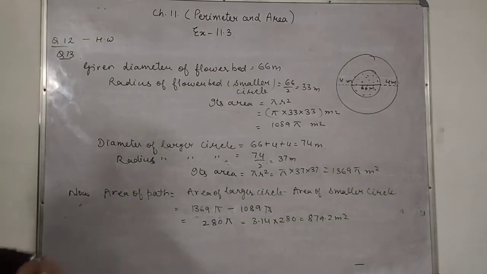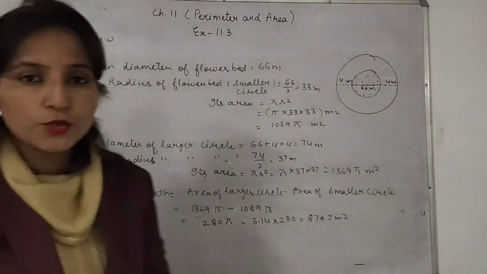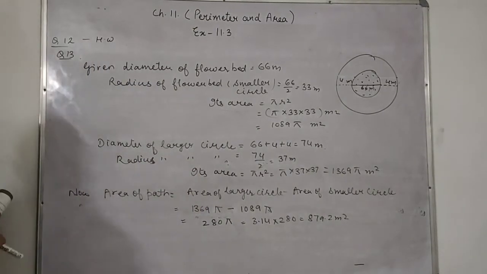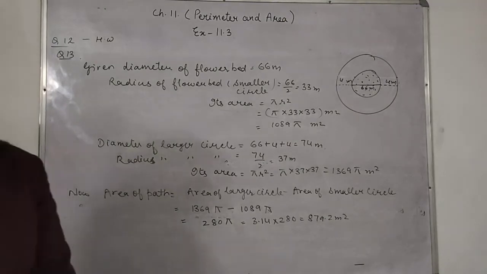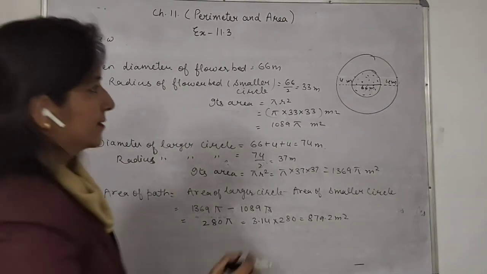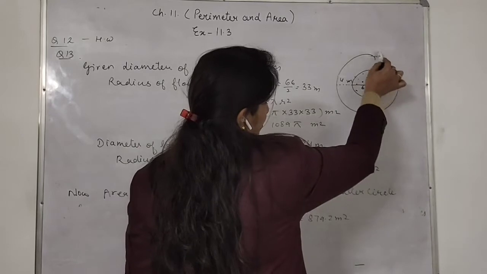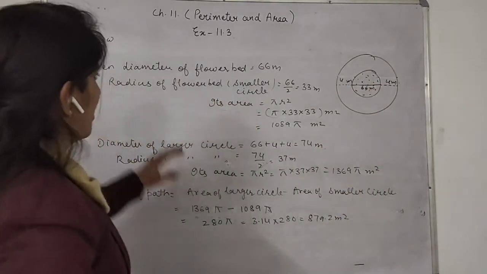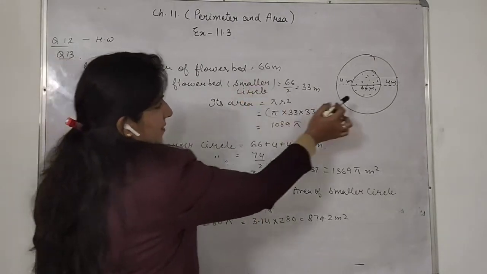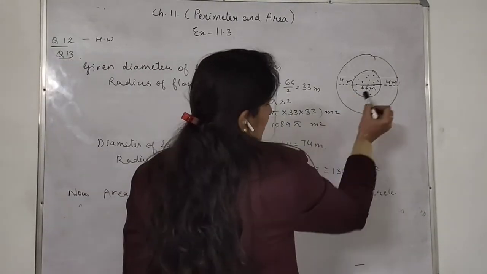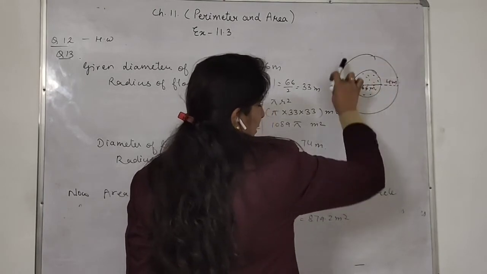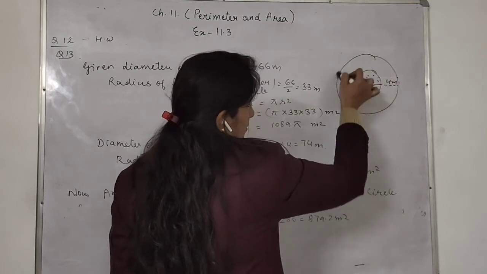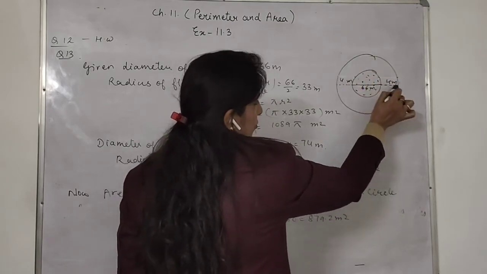Now, exercise 11.3, question 12 is your homework that you have to do yourself. It's very simple. Now question number 13. In this, a flower bed is there inside a circular garden. Suppose this is the circular garden and this is the flower bed. And the diameter of the flower bed is given to us, that is 66 meter. And the width of this path around this flower bed is 4 meters. Okay, so this is also 4 meter, this is also 4 meter.